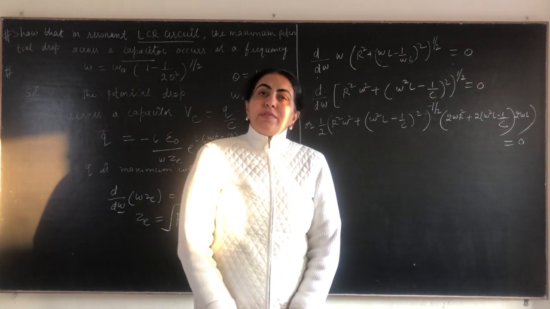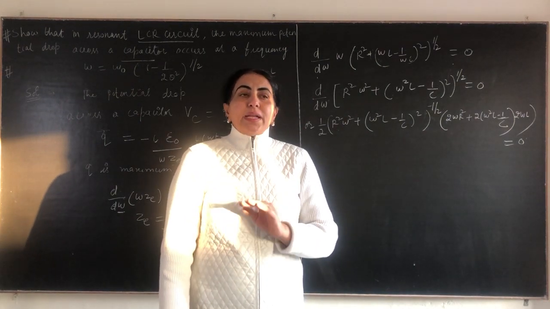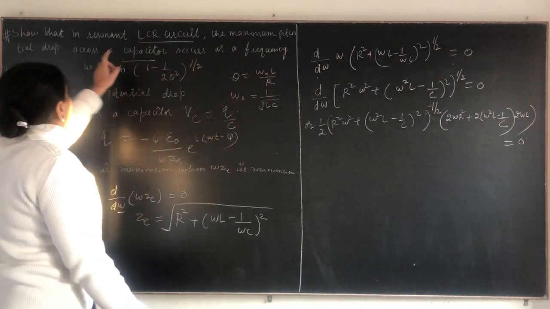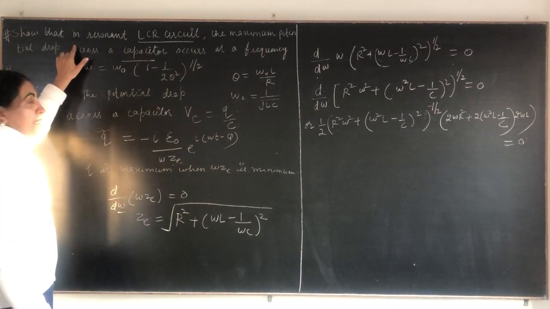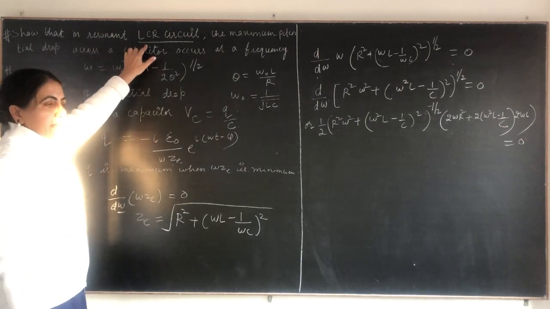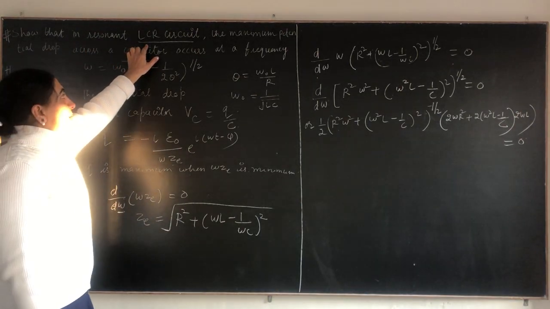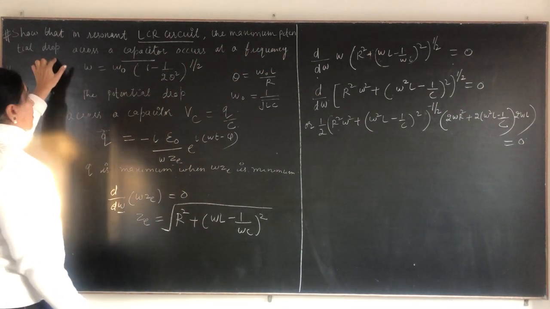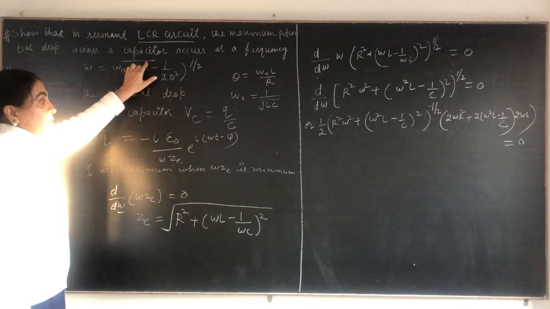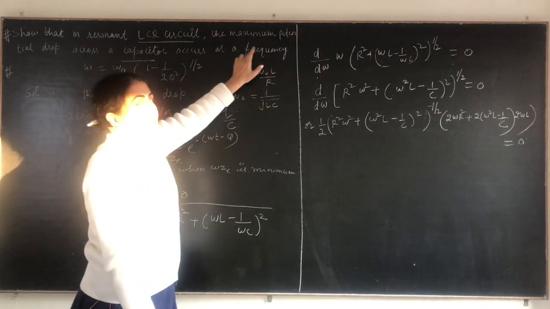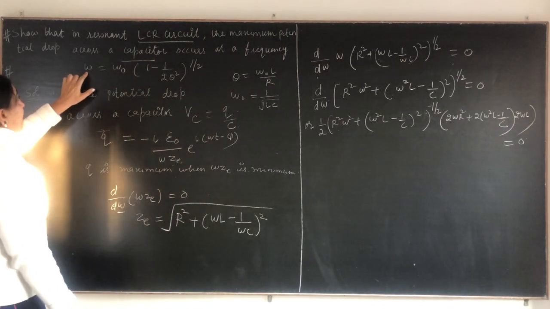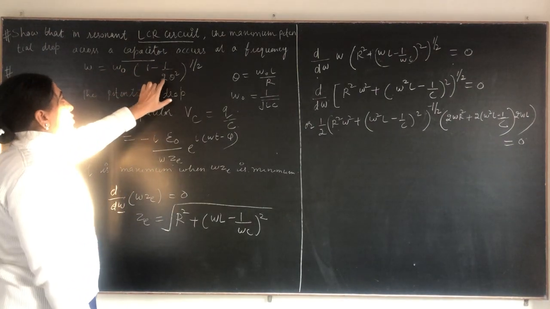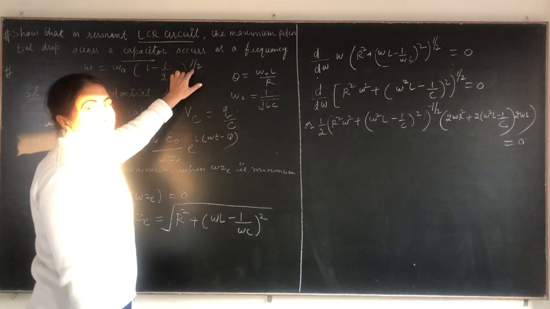Today we will discuss a numerical problem related to forced electrical oscillator. The problem is: show that in a resonant LCR circuit, the maximum potential drop across a capacitor occurs at a frequency omega equal to omega naught times (1 minus 1 over 2Q squared) raised to the power 1/2.